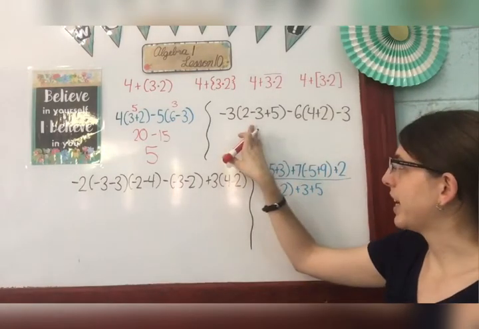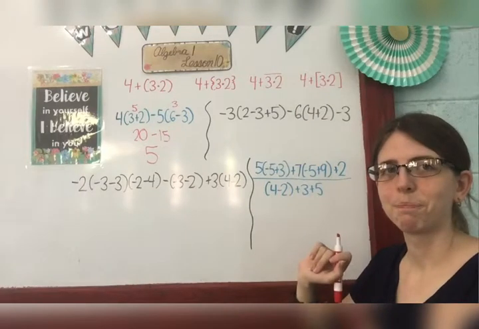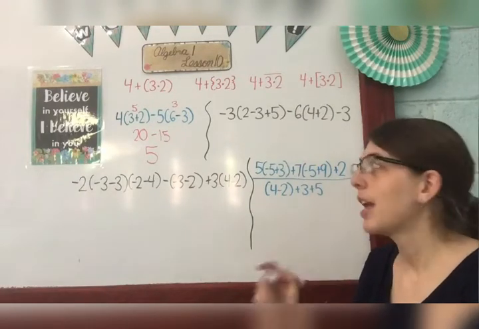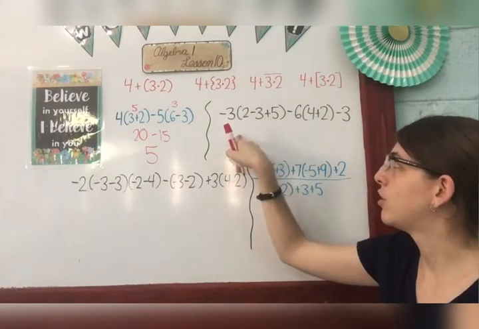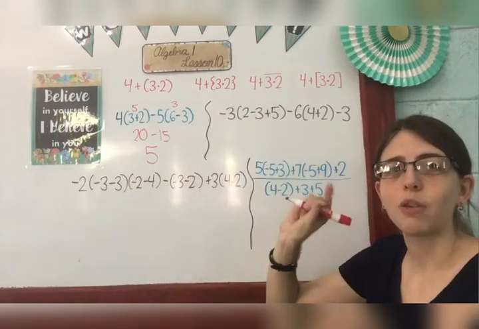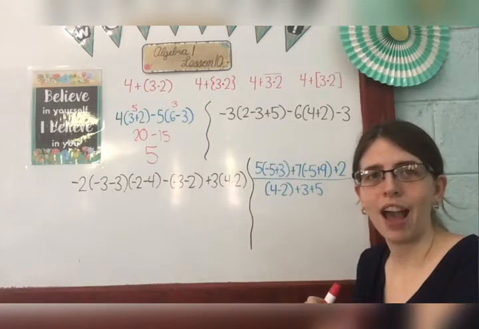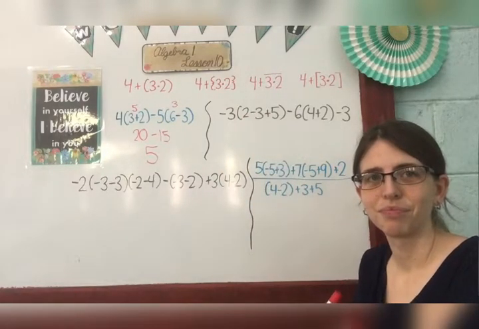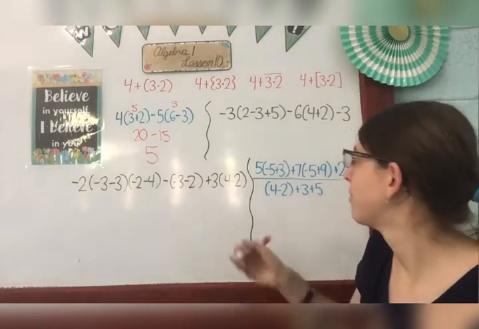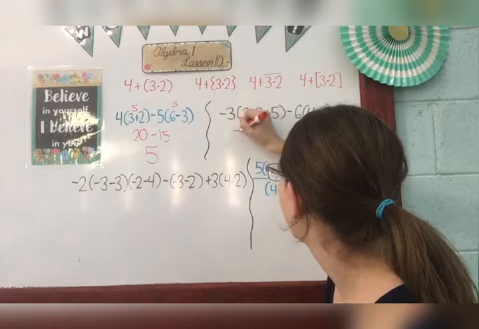So I'm going to start here inside my parentheses. 2 minus 3, what is that? Negative 1, right? Because you subtract 3 minus 2, 1. Take the sign of the larger, which would be the 3, so that would be negative 1. Now negative 1 plus 5. Positive 4, good. So I'm left with negative 3.